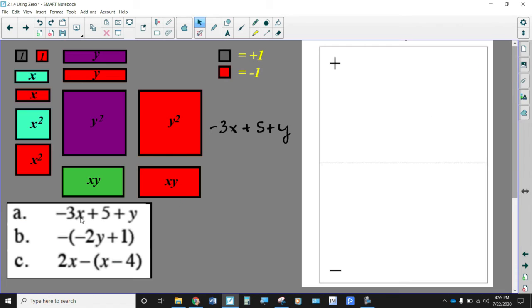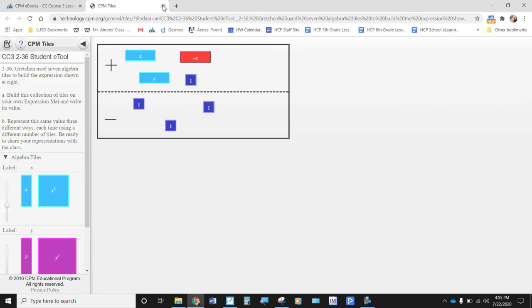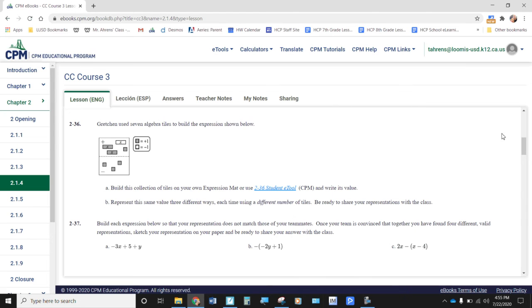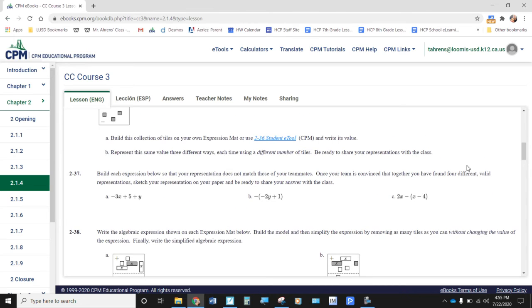Okay, so go ahead and copy these three down. And once again, you've got access to your e-tool. In this case, do we have one for problem 37? You'd probably have to use this one again.